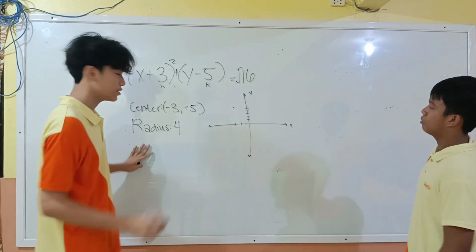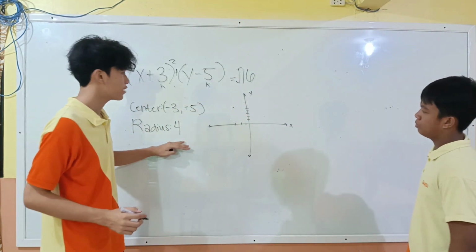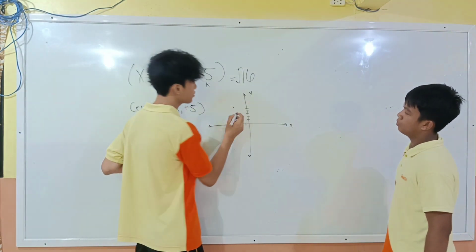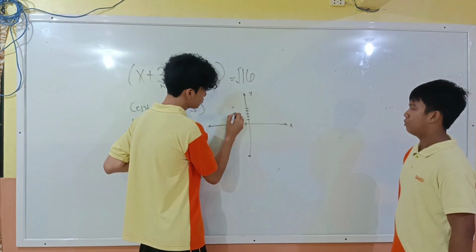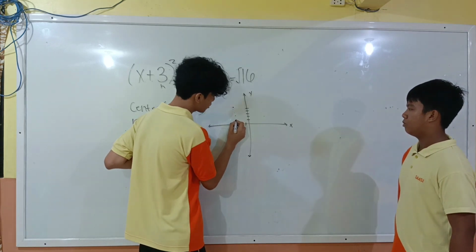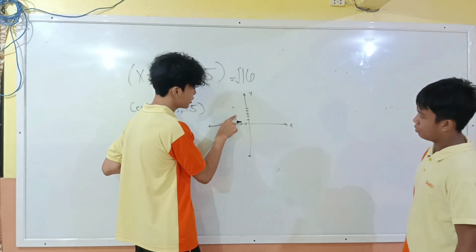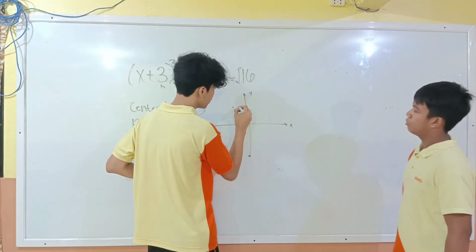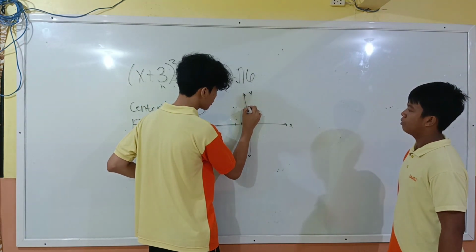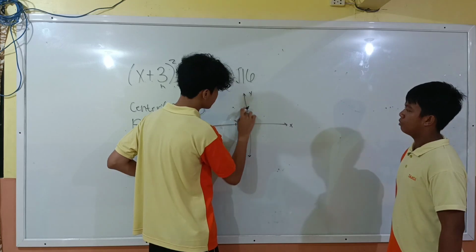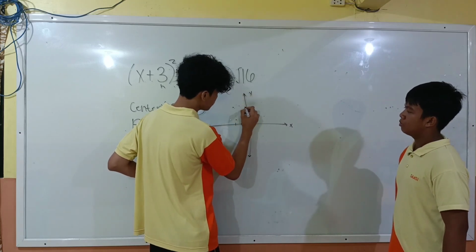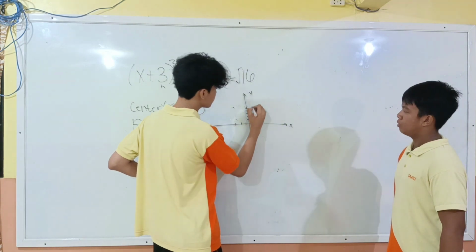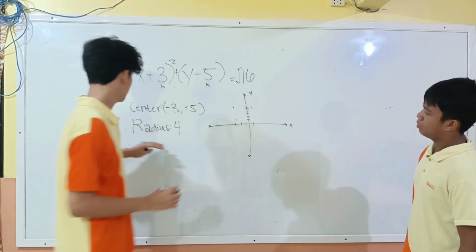Now that we found our center, we will now graph the radius. So 4 units away from the center. 1, 2, 3, 4. Right here. And then 4 units to the right. So 1, 2, 3, 4. Right? 1, 2, 3, and then 4. So this is our other radius.